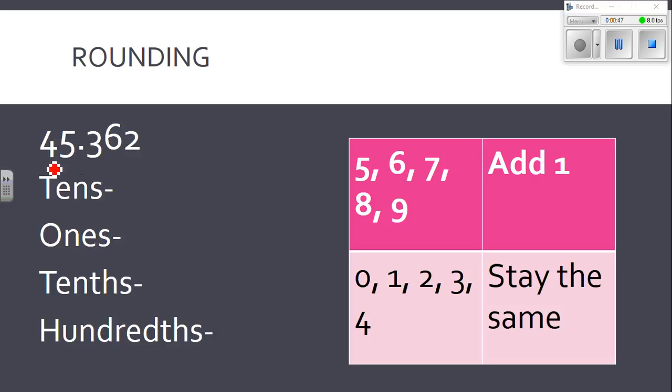So first thing I do is I want to round this to the tenths. So I'm looking at this number, 45.362. Now I'm looking at the tens spot, so I'm going to circle my tens neighbor. And that 5 is a 5. Where would the 5 go? 5 lives upstairs, which means that 4 is going to have 1 added to it, which means that 4 is going to become a 5. So when we're rounding to the nearest tens place, we end up with 50.